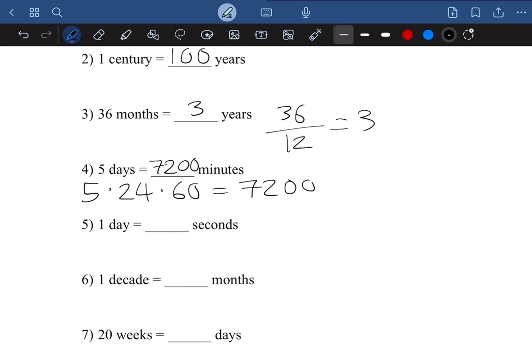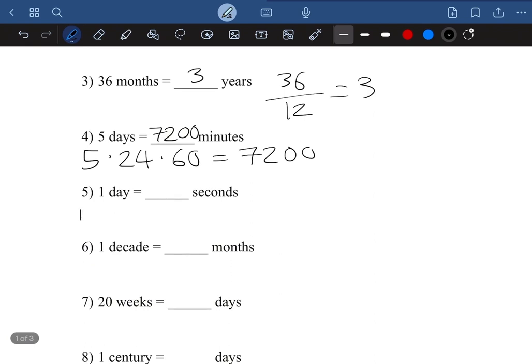Number 5, so 1 times 24 because 1 day has 24 hours times 60 because 1 hour has 60 minutes times 60 again because each minute has 60 seconds. And when you multiply those 4 numbers together, we get 86,400 seconds.